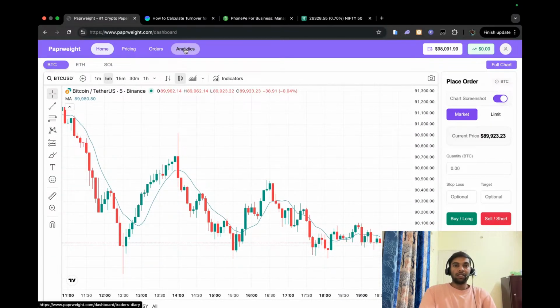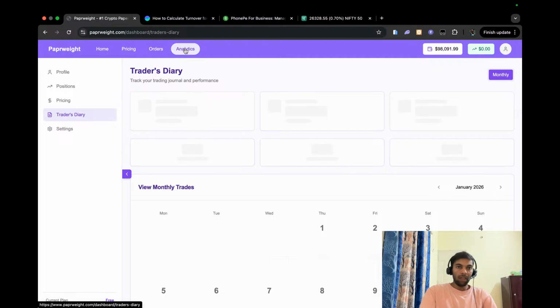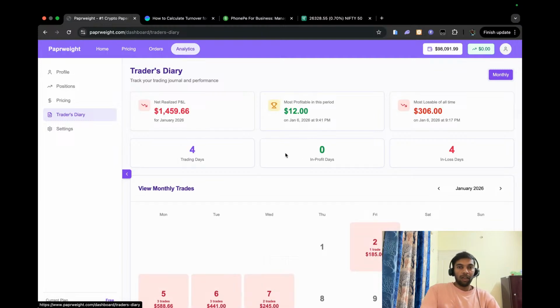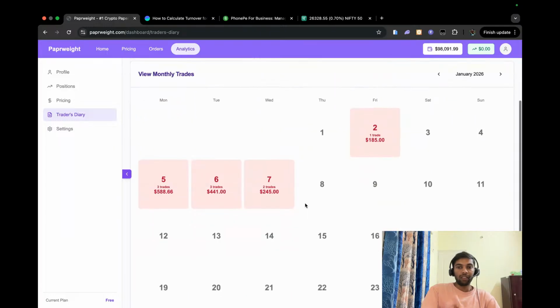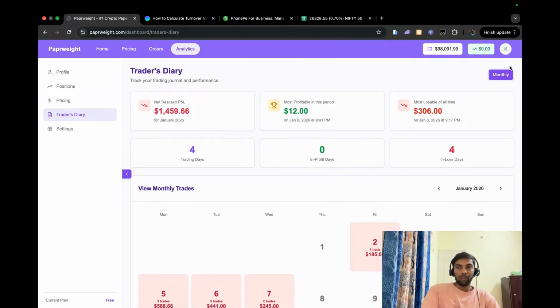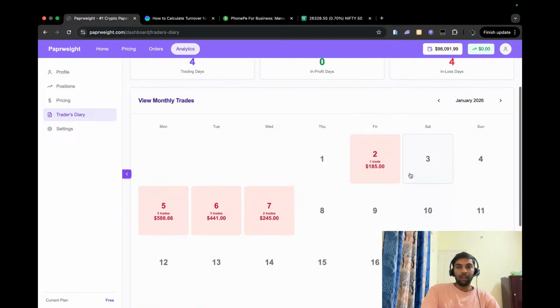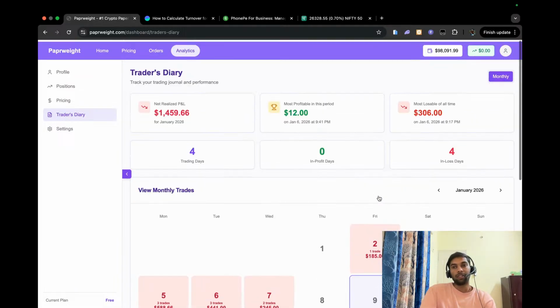The second thing is this analytics section, in which you can have more insights about the trading journey on a monthly basis. So you can see in January I took trades on the 2nd of Jan, 5th, 6th, 7th, and all the consecutive days are my losses.